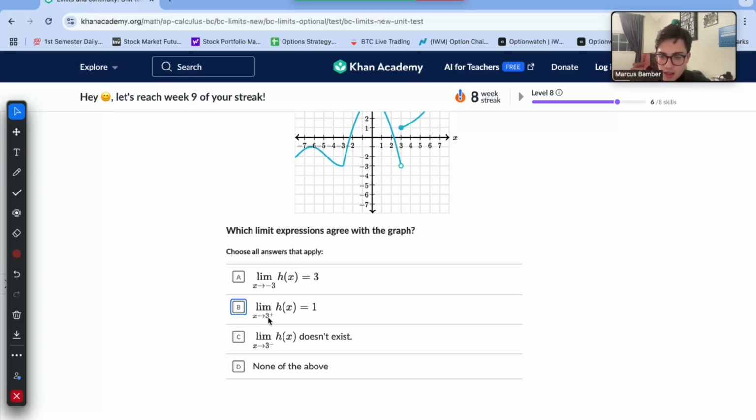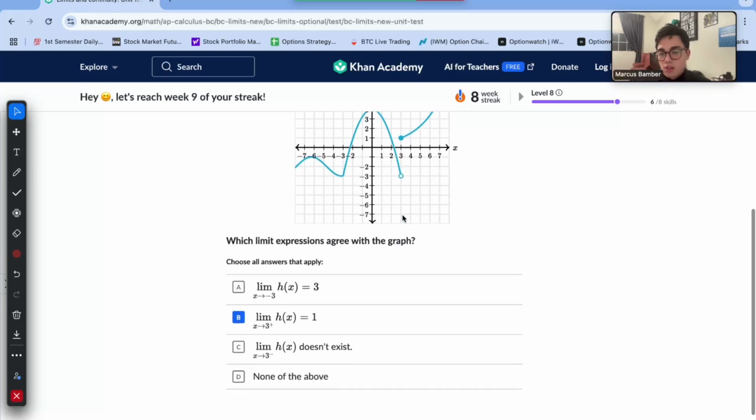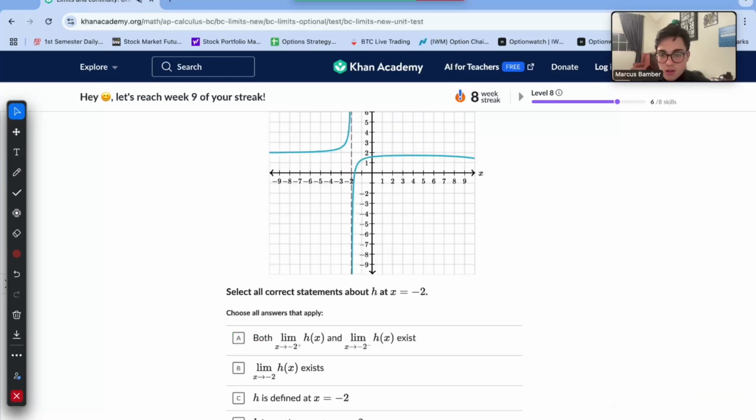The limit of h of x as x approaches positive 3 from the right. We can see that's equal to 1. It's that right side of the graph right there, so B is indeed correct. And then from the left, it does not exist? From the left, we can see it's equal to negative 3. So answer choice C is unfortunately not correct. Answer choice B is the only correct answer here.